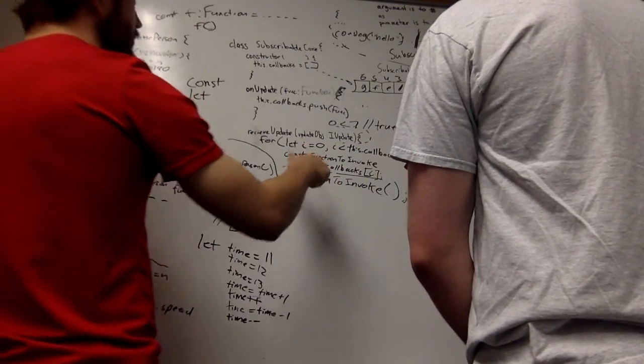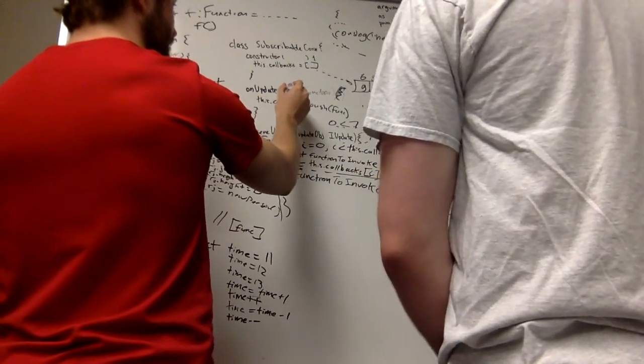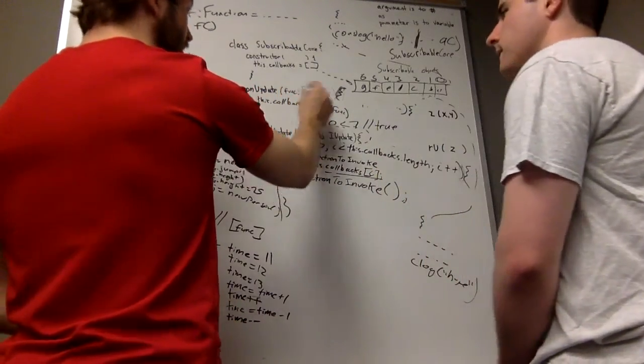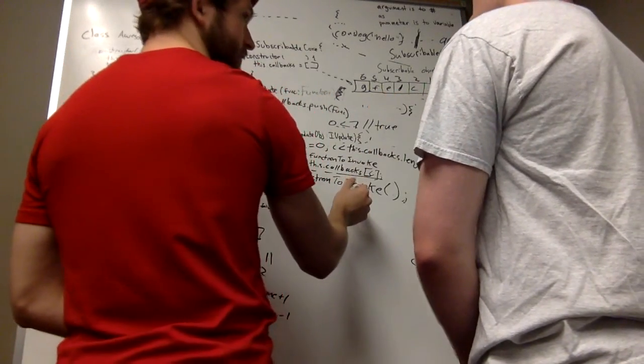The function was not defined here. It was defined wherever A was defined, and then we passed in the value of A into on update. On update added it to the callbacks list, and then we access that function from the callbacks list here.